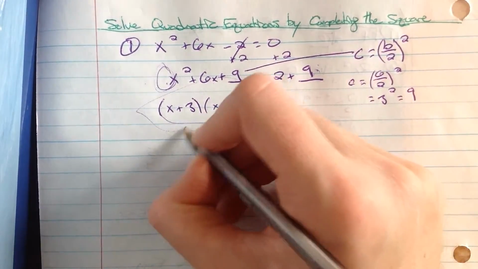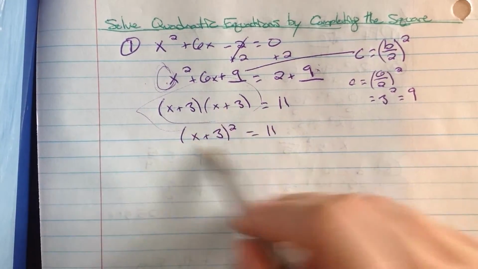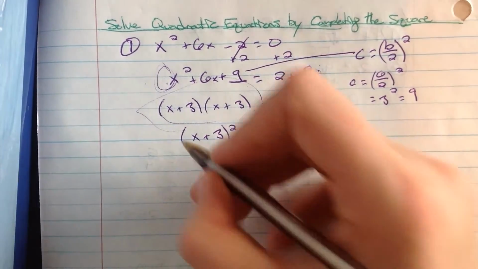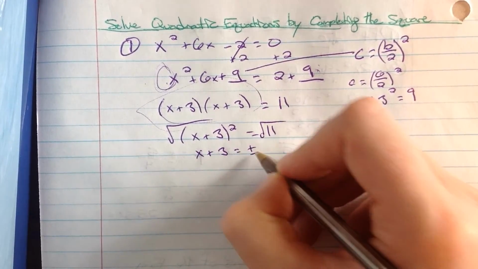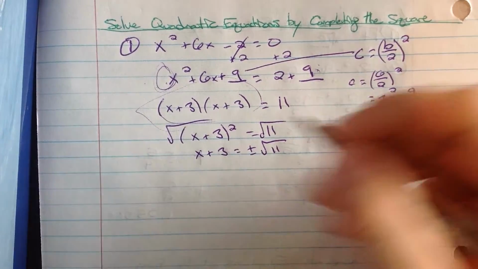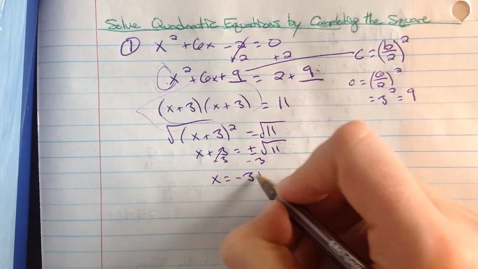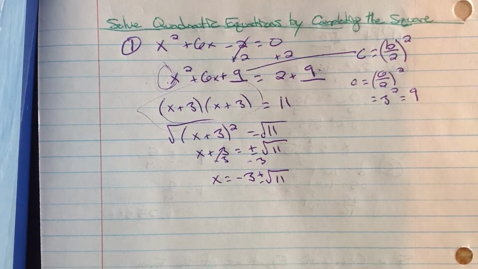Since this is x plus 3 two times, I can write it like this. This will always happen. We picked this number specifically to get this type of a situation, because what it will now let us do, like in the last video, is solve for x. So subtract 3, x equals negative 3 plus or minus the square root of 11, which happens to be decimals, but it is 2 answers.